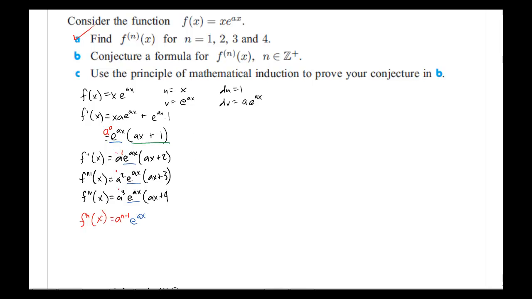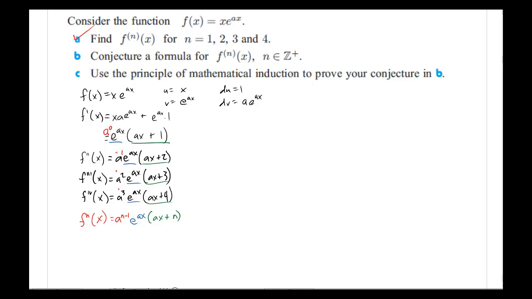All right. And then here, you see they've all got ax. So this is ax plus 1, ax plus 2, ax plus 3, ax plus 4. Note that the constant here always matches the derivative, 3, 4. And so we're just going to go ax plus the order of the derivative. All right, so there we've got a formula. That's just guessing off of what we have here.